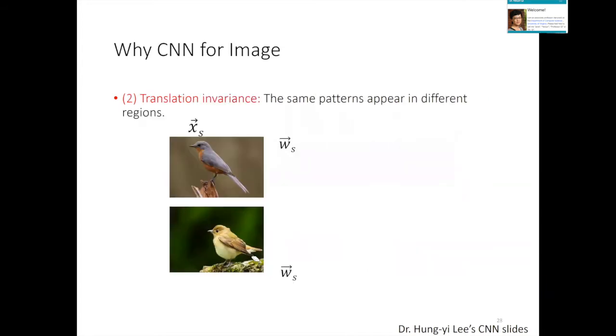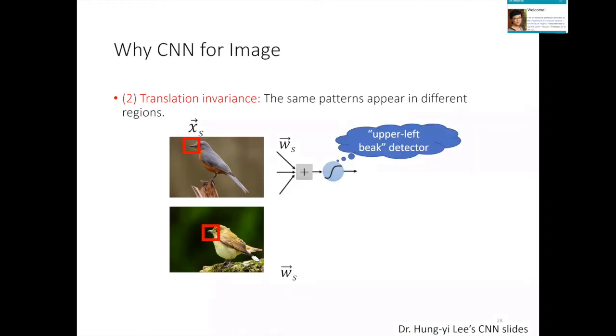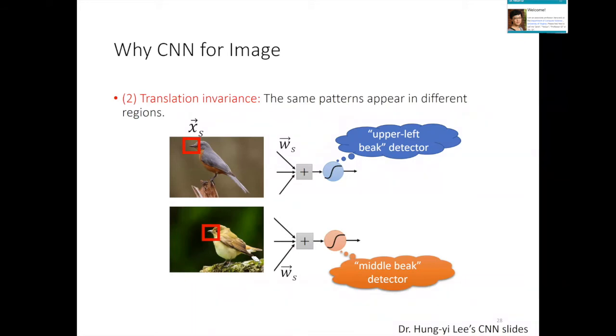Okay, and the second property, we said, right, that the bird can appear in the upper left or maybe lower right. It doesn't matter where that bird really is. It's always a bird. And for the beak case, it's the same. So for this bird, the beak is in the upper left corner, and for this bird, that beak is in the middle. But it's always just a beak detector. So I should use the same detector, no matter where that smaller window is in the whole image. So they do the same thing.